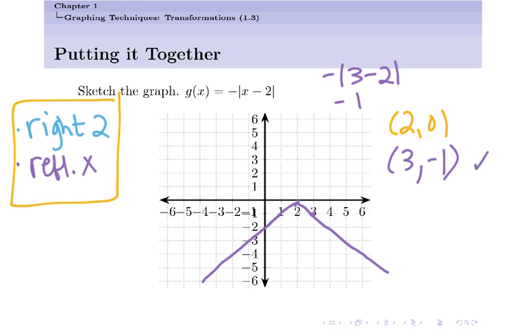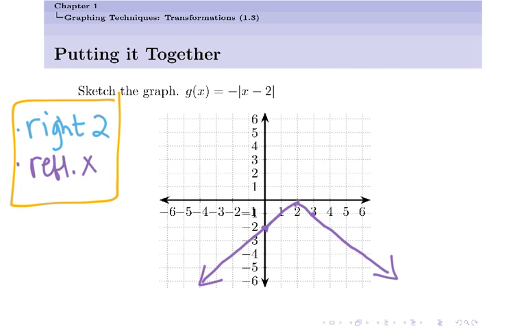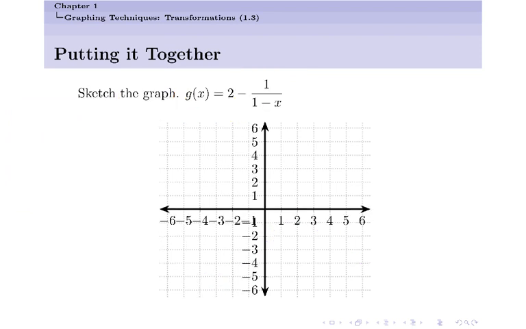If you wanted to, you could check 0. When you substitute in 0, you get negative 2. Absolute value of negative 2 is 2. The opposite of 2 is negative 2. So that checks out as well. So you make sure your ordered pairs are actually solutions to your original graph. If they are, then the order that you chose was correct.